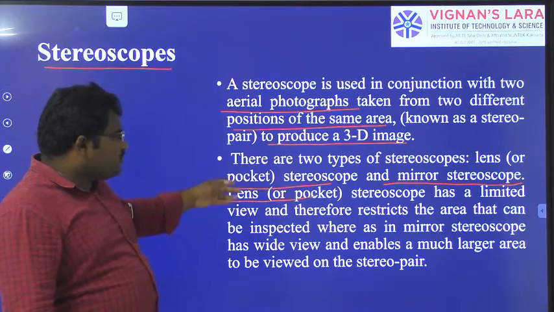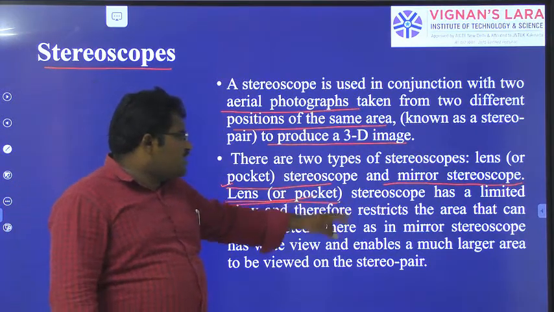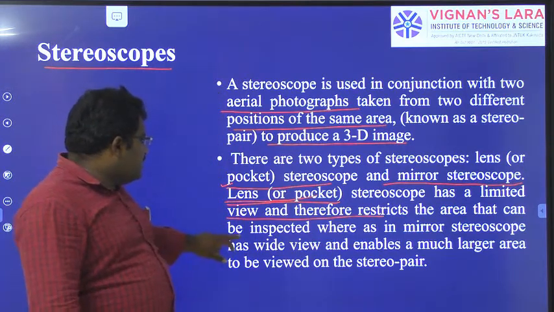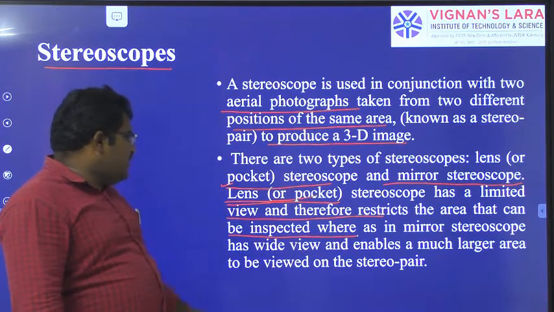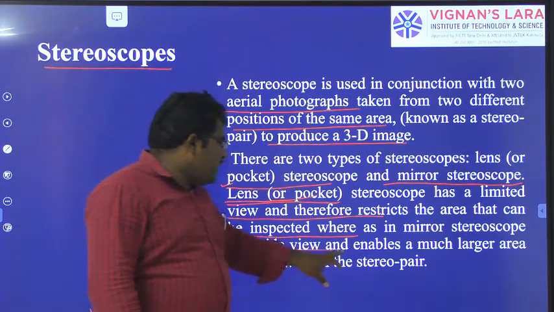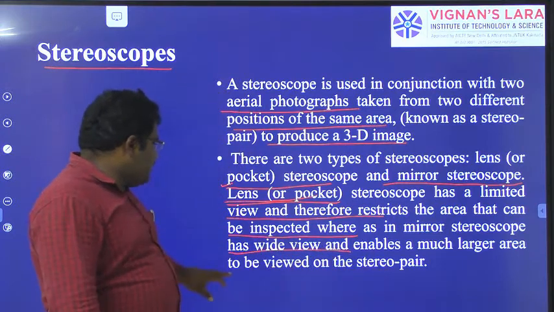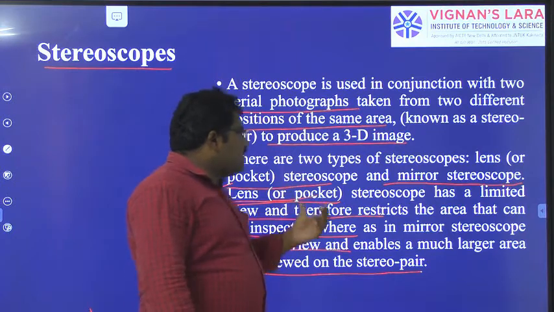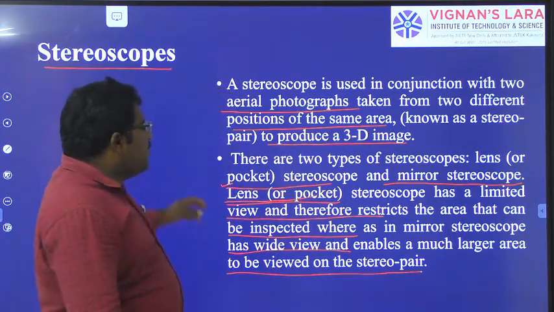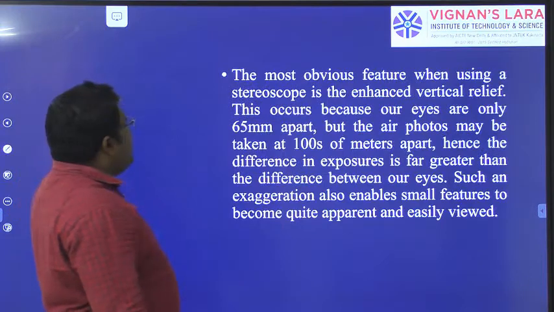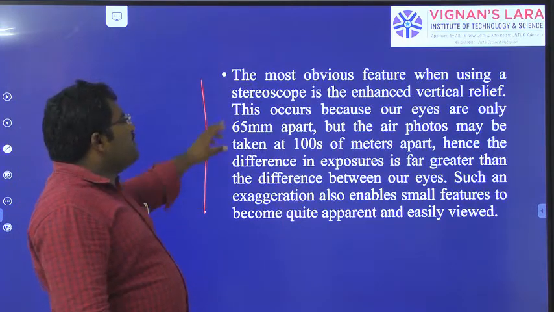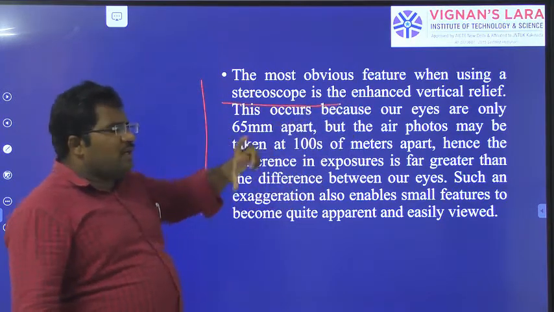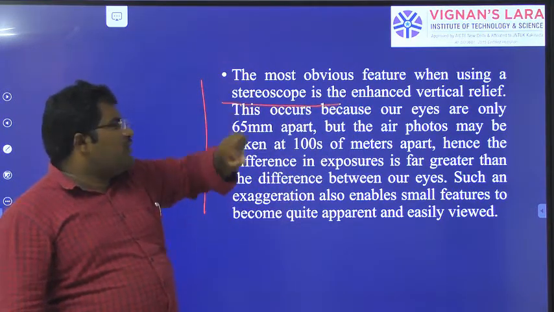Next, the lens stereoscope has a limited view and therefore restricts the area that can be inspected, whereas the mirror stereoscope has a wide view and enables a much larger viewed area on the stereo pair compared to the lens stereoscope. The mirror one has wide applications. The most obvious feature when using a stereoscope is the enhanced vertical relief, that means the vertical height you are going to see.